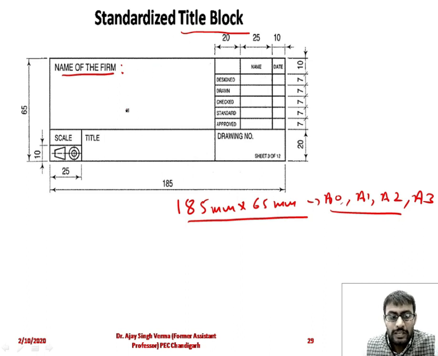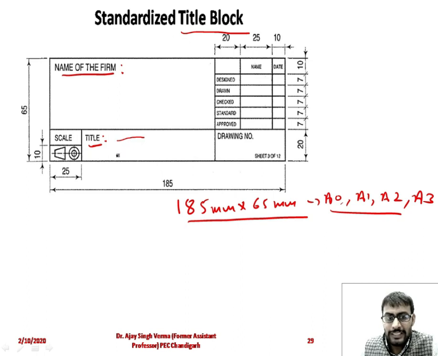Next one is the title of the drawing. In the title of the drawing, if you are a mechanical engineer, we will go for machine drawing. In machine drawing, you are fabricating, you are plotting a particular part. For example, if you are plotting a connecting rod, in the title block you will write connecting rod here.